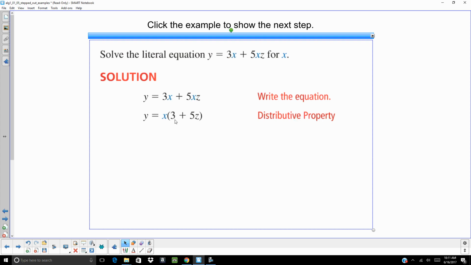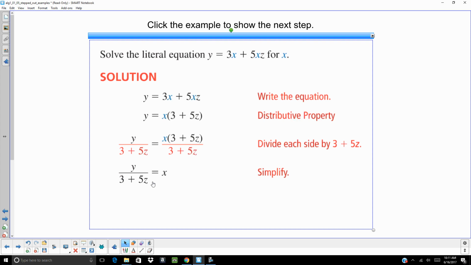So now I have 2 factors. I have an x and a 3 plus 5z. I'm going to divide by that 3 plus 5z. I'm going to end up with y over 3 plus 5z equals x. And I'm not going to get too concerned or think that I've done something wrong if I get an answer that looks kind of complicated. Sometimes that's going to happen. I'm going to end up with some weird looking fractions here. It doesn't mean I've done something wrong or incorrect. It's just what it is. In this case, x equals y over 3 plus 5z.